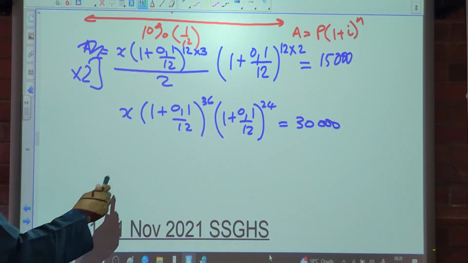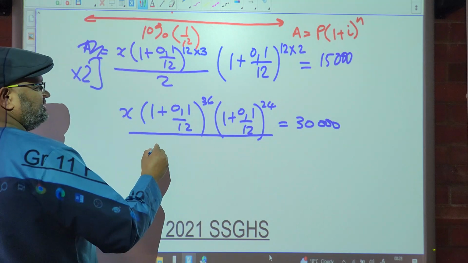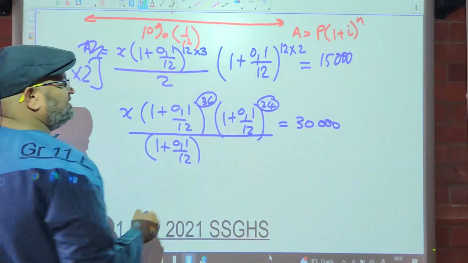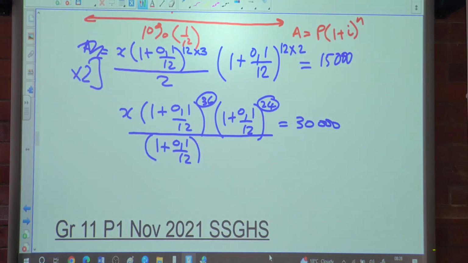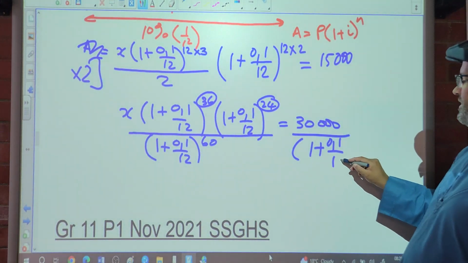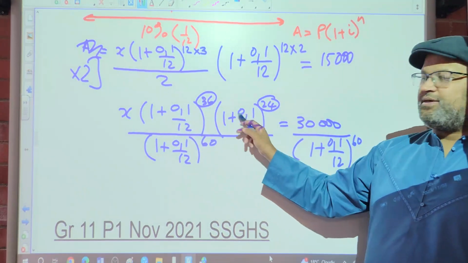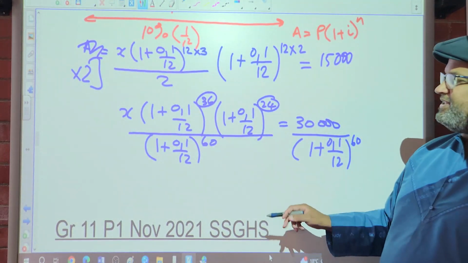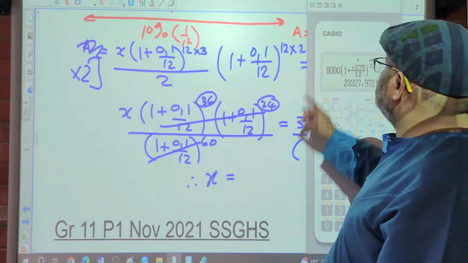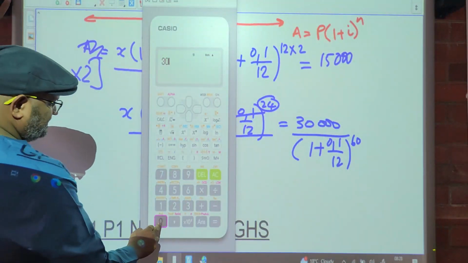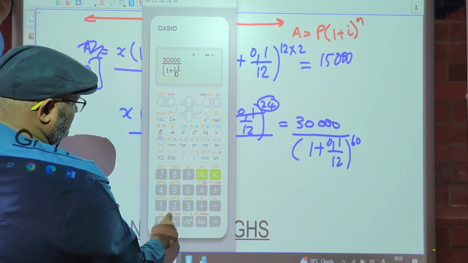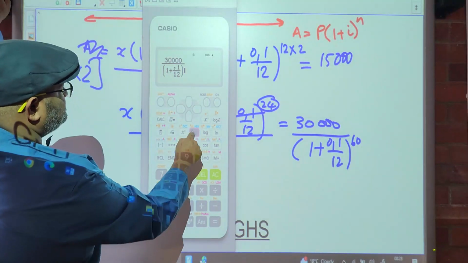So how do I get x on its own? I divide both sides by this interest factor here. So it's 1 plus 0.1 over 12 to the exponent, what's 24 plus 36? 60. Why can I do that? Because the bases are the same. If I multiply, I add the exponents. So therefore x is equal to 30,000 over 1 plus 0.1 over 12 to the exponent 60.